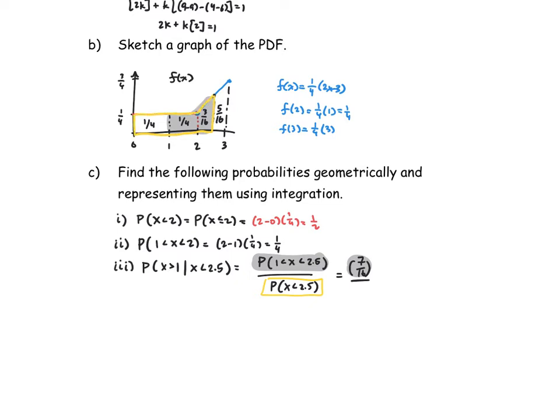Would be that area, which would be a half, which is 8/16 plus 3/16, which would be 11/16. Now, if I simplify that, I come out with 7/11. Okay, that's a decent example of a non-calculator example of PDF. Let's get on to a calculator PDF.